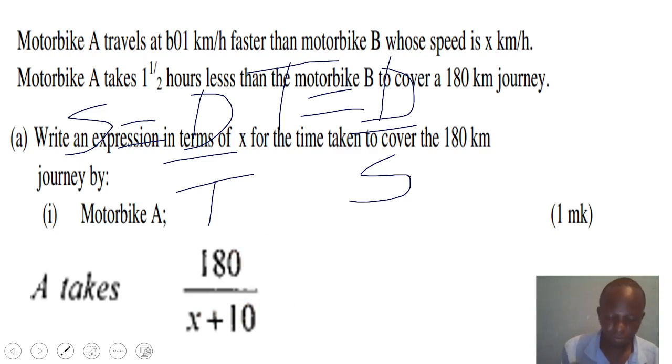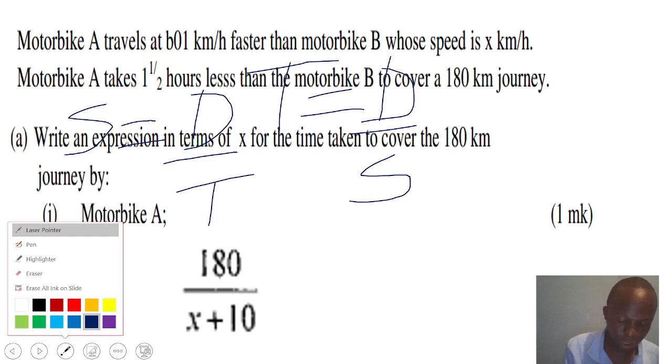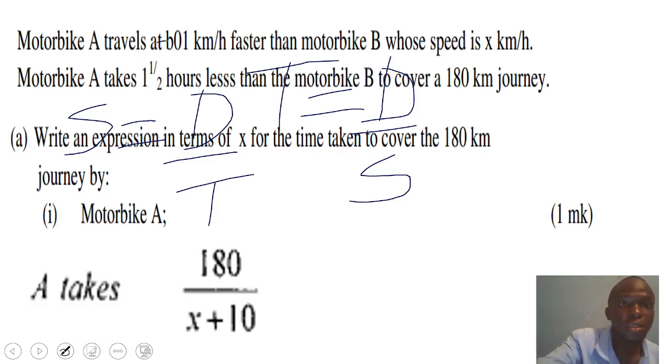Because we are told in the question that it travels 10 kilometers per hour. Note there is a correction here. It should be 10 kilometers per hour faster. So it is x plus 10. X plus 10. That's why we are saying x plus 10 for A.